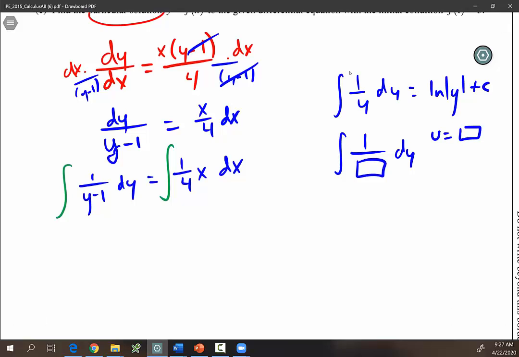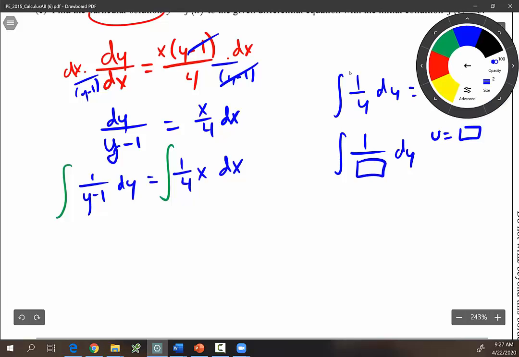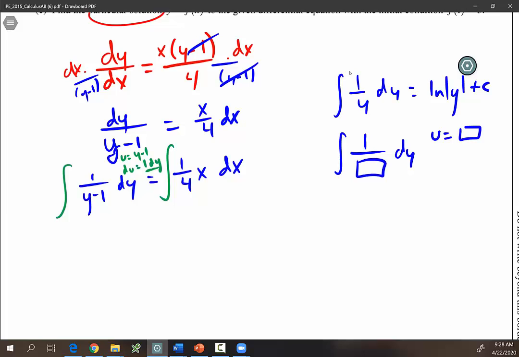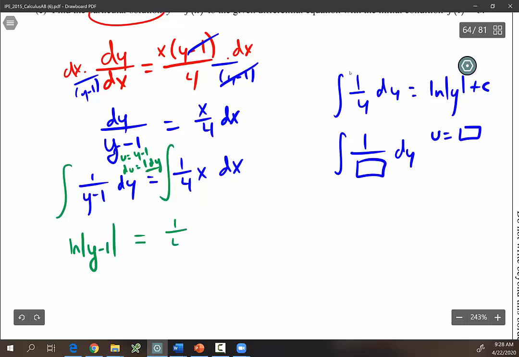But in this case, when we do u sub, our u is y minus 1, and our du is just 1 dy. One thing that I've told you guys a few times is if you ever get a du that's just 1, that actually means that the u sub doesn't really end up adding anything on. So we can just make this ln of y minus 1. And on the right side, we would get 1/4 times x squared over 2, then plus c.